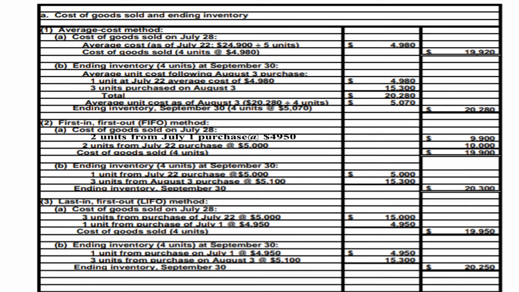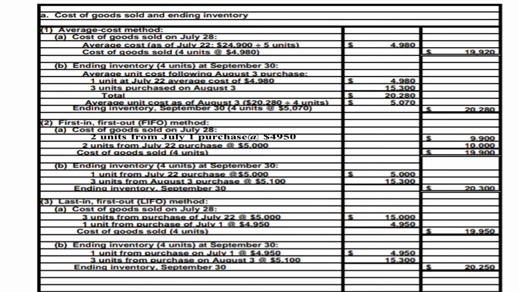And in case of ending inventory, as we know that we have 4 units at September 30. So first, one unit from July 22nd purchase, that we have purchased at 5,000 per unit. So 5,000 of that, and 3 units from August 3rd purchase at a cost of 5,100 per unit, and the total cost is 15,300. And the total ending inventory value is 20,300 in case of FIFO method.